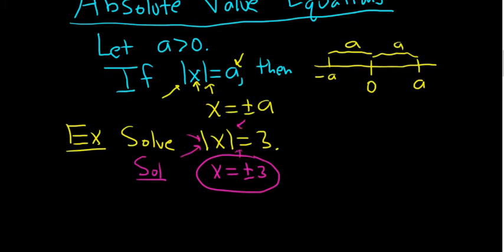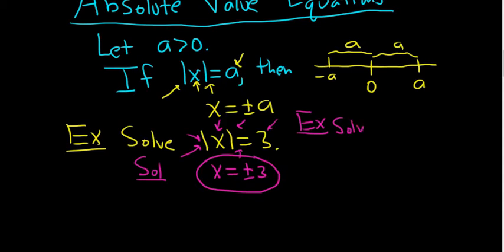drop the absolute value. And again, you can reason this in your mind. We're saying that the absolute value of a number x is equal to 3. So x is a number whose distance from 0 is 3. That means x must be 3 or minus 3. Let's do a harder one.